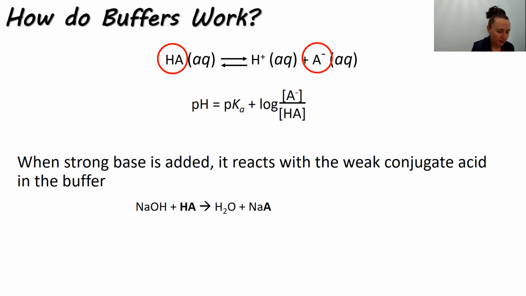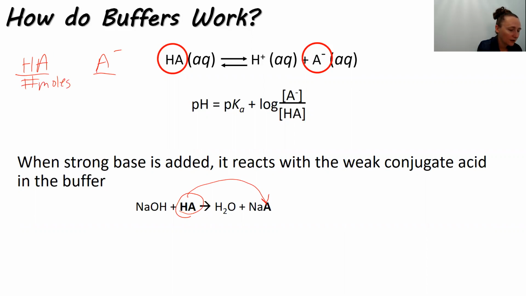So if we add something like sodium hydroxide, the weak acid will react with it. And in the process of that reaction, the conjugate is produced. So in terms of our buffer, we have HA and A minus. So we start with some amount, and we would need to be in moles. So if you're given concentrations, you could convert to moles. You're given some amount of each one to establish your buffer.